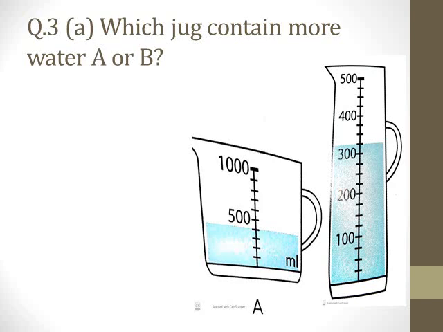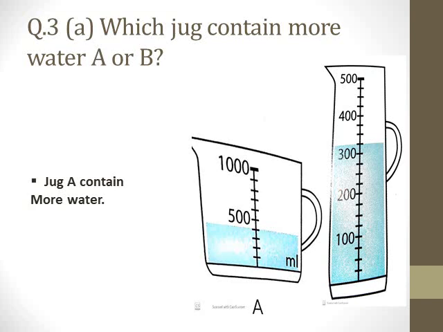Guys, do you remember the reading of jug A? Jug A was saying 100, 200, 300 and 400. So jug A had 400 milliliters of water, whereas jug B has 325 milliliters of water. Now tell me, which jug contains more water? You can easily say either 400 is greater or 325 is greater. Yes, definitely 400 milliliters is greater than 325 milliliters. So you will say jug A contains more water than B, right?